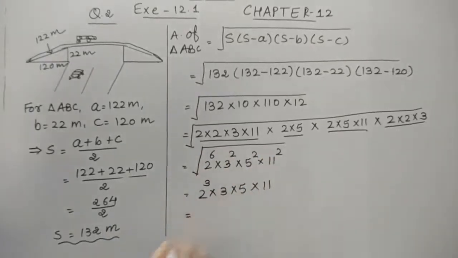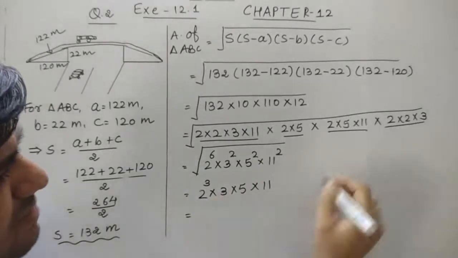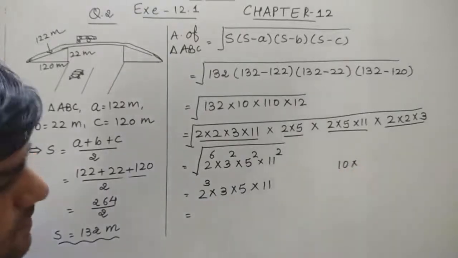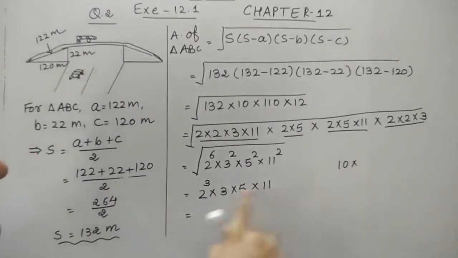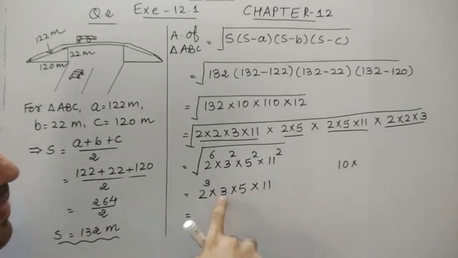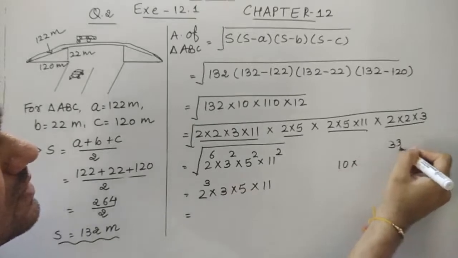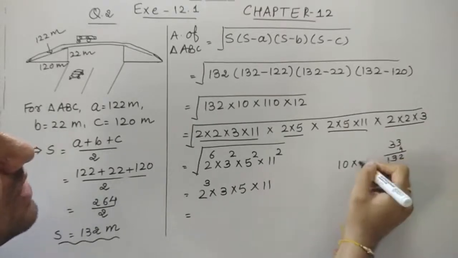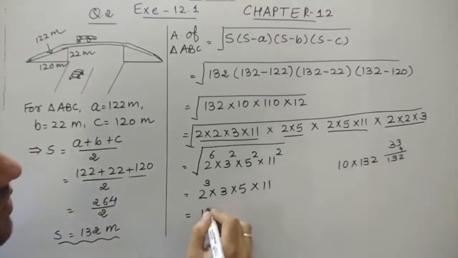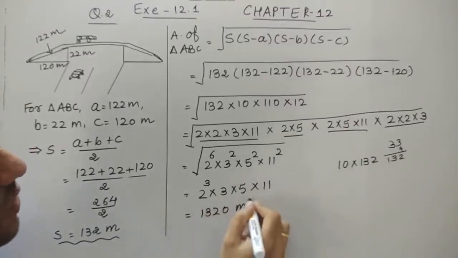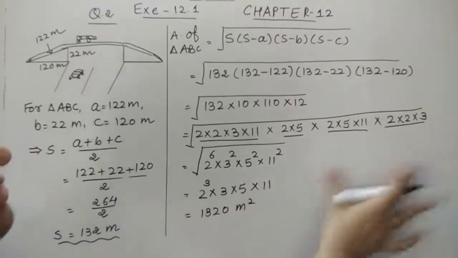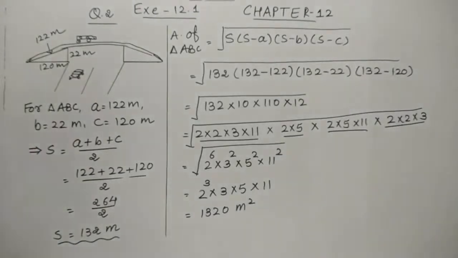नाउ विल गो फॉर द मल्टीप्लीकेशन ऑफ ऑल दिस. इन सबका मल्टीप्लीकेशन करेंगे. 5 को मैं 2 के साथ मल्टीप्लाई करके 10 साइड में लिख देता हूं. अब क्या बचा? 11 into 3 into 4. 11 into 3 is 33, 33 into 4 is 132. 132 into 10. So 1320 meter square. So now what we obtain here? This is the value of the area of this triangle. ये ट्राइंगल का हमें क्या मिला यहाँ पे?